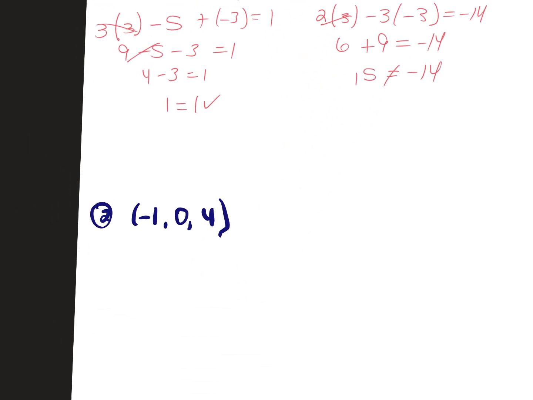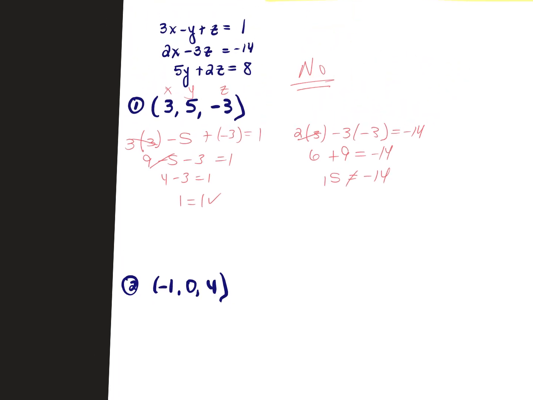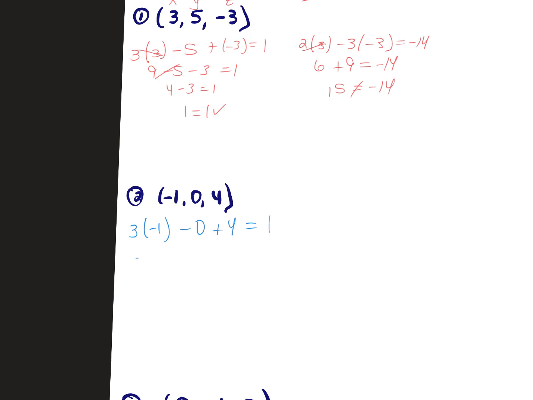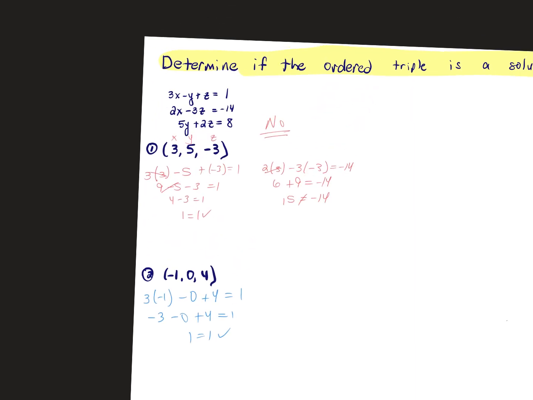All right, so let's look at number 2. Again, negative 1, 0, and 4. So I'm going to plug in. I have 3 times negative 1, minus 0 plus 4, does that equal 1? Okay, so 3 times negative 1 is negative 3. Minus 0 plus 4, does that equal 1? Negative 3 minus 0 is just negative 3, yeah? Plus 4 is 1. So does 1 equal 1? Yes. All right, try the second one.